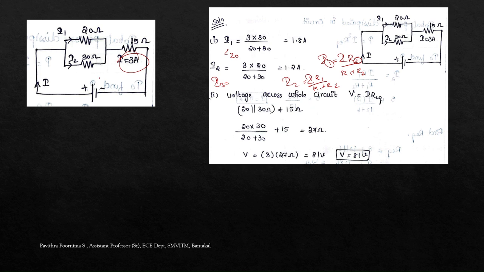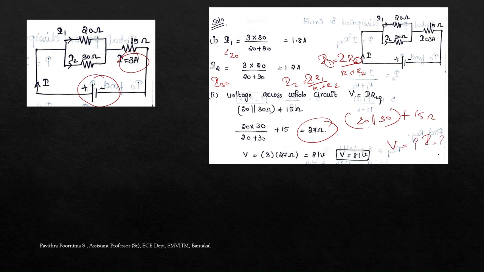What is the second question? The voltage across the whole circuit. To find the total voltage, we have to simplify the circuit. The 20 and 30 resistances are in parallel, so first simplify 20 and 30, and add the answer to the third resistance, 15 ohm. So 20 into 30 divided by 20 plus 30, plus 15, gives 27 ohm.